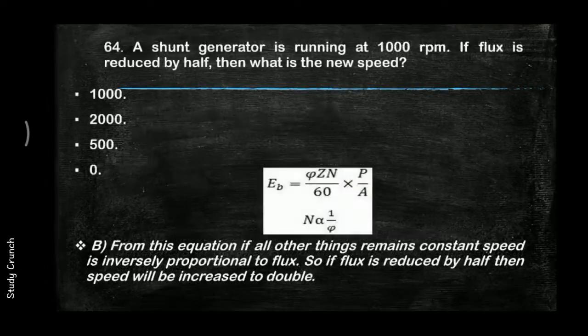Next, a shunt generator is running at 1000 rpm. If the flux is reduced by half, then what is the new speed? So by this formula we know that EB is equal to phi Zn by 60 into P by A. So here N is directly proportional to 1 by flux, or say N is inversely proportional to flux. For this equation, if all others remain constant, the speed will be inversely proportional to flux. So it is reduced by half, then the speed will increase to double. So the answer will be B, that is 2000.